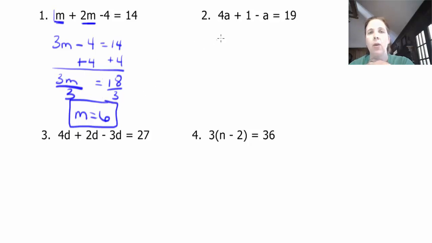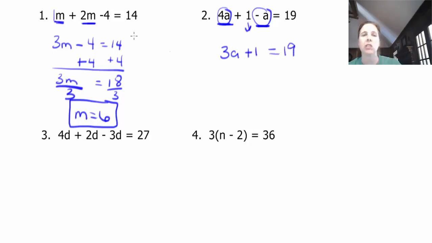Okay. Going over here to number 2, we look at our like terms. Now, like terms don't necessarily have to have variables. They could be integers. It's not on this one, but it could be. So 4a minus, because remember you go with what's in front. So this is really 4a minus a. So this takes us all the way back to chapter 1, combining those like terms. So that's really 3a plus 1, because we still have this 1, equals 19.